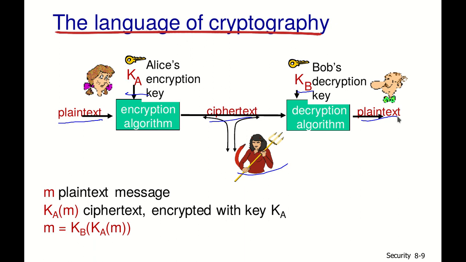The notation we will normally use: M is for the plaintext message, and KA is for Alice's encryption key. If we combine them, KA(M) means the ciphertext. So message M is encrypted with the key KA, and the result is the ciphertext. The ciphertext KA(M) can be decrypted by KB, which results in the original plaintext M.